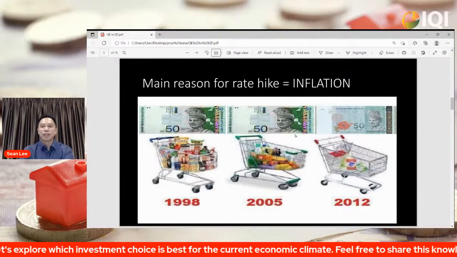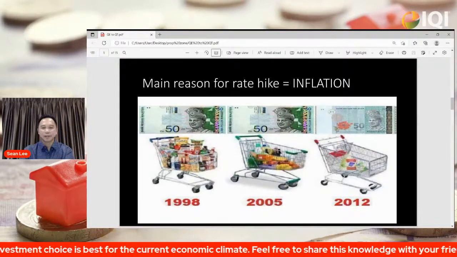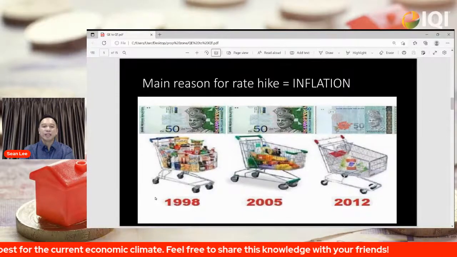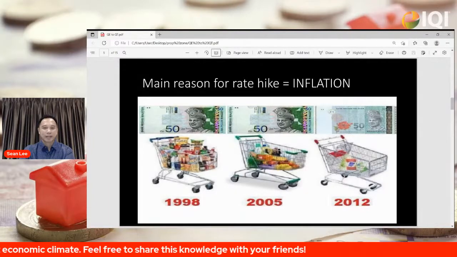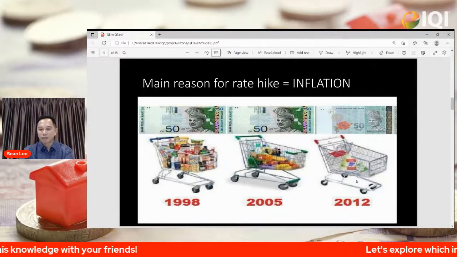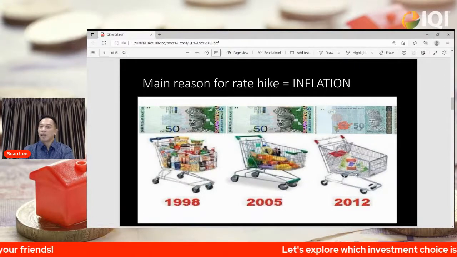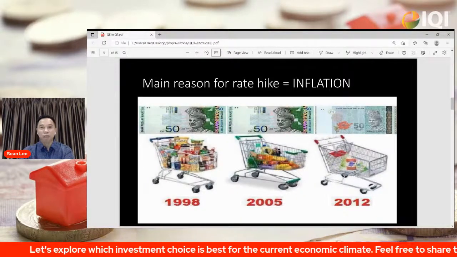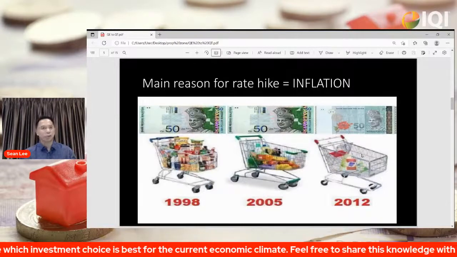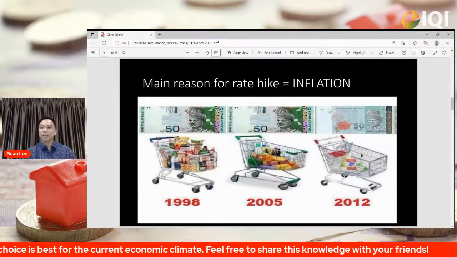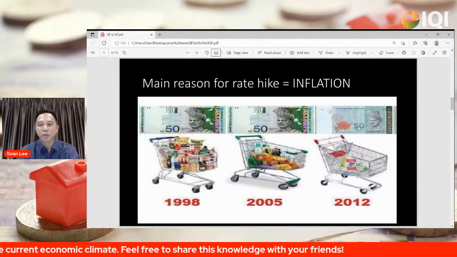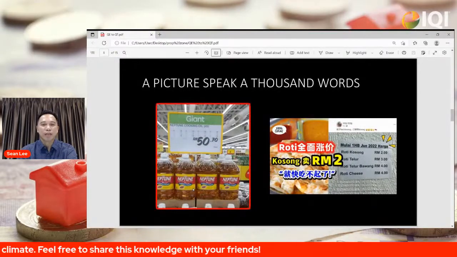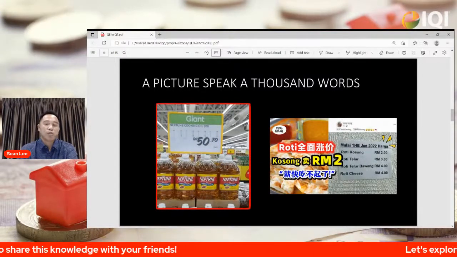If you look at the Malaysia context, the same 50 ringgit that we are familiar with, in 1998, this is how much we can get. In 2005, this is how much we can get. In 2012, this is how much we can get. Basically, I think you cannot walk out from a grocery store without spending 200, even 250 ringgit for a week's grocery, depending on your family size. There's no way you will walk out, because if you're just going to buy 5 kg of cooking oil, it will already cost you more than 50 ringgit.